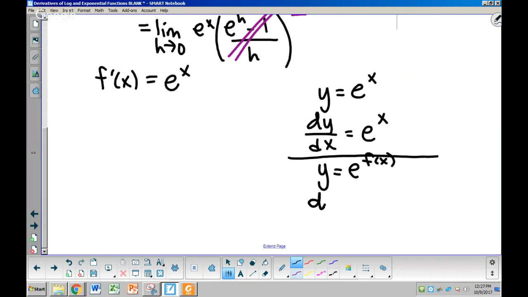And so then dy/dx here is going to be, what's the derivative of the outside function, keeping the argument? e to the f of x times the derivative of the inside, which is f prime of x. You just take it and you multiply it by the derivative of the exponent. Really easy derivative to take. We got it?